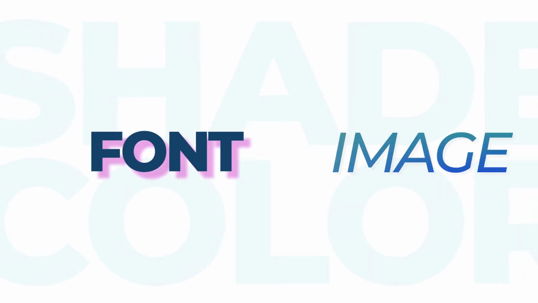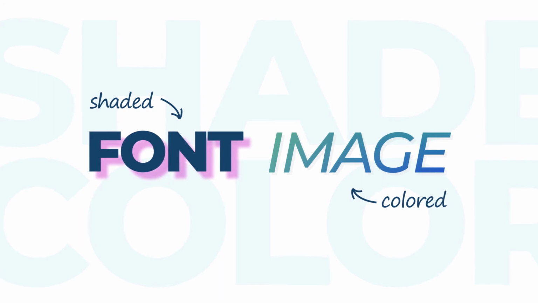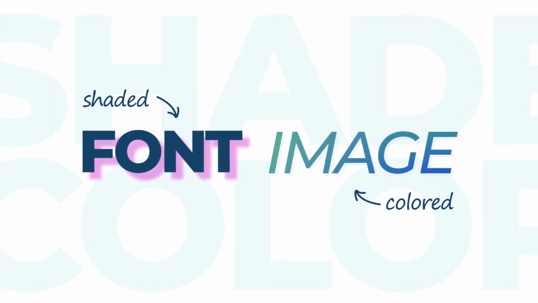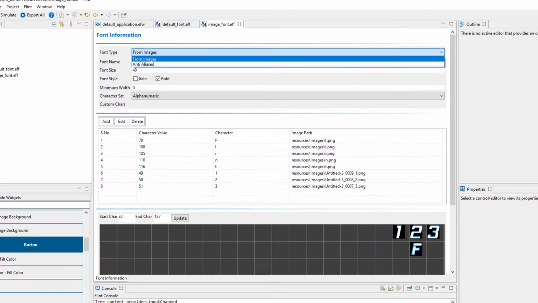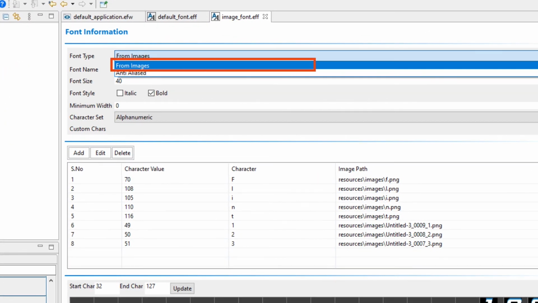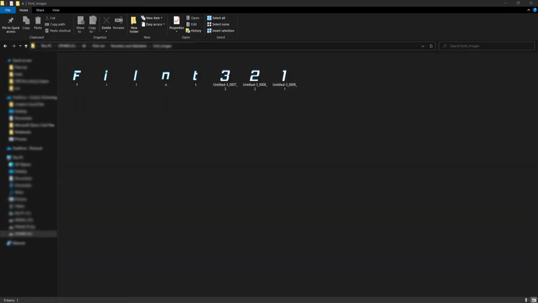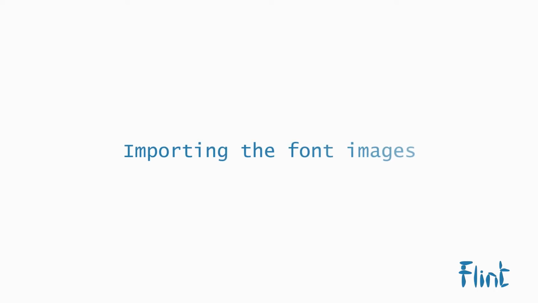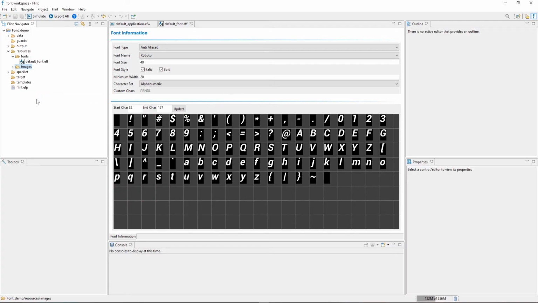Sometimes, application may demand using shaded or colored fonts that are created with image processing tools. Flint supports using these image-based fonts by selecting font type as from images. Here we have designed the font images in Photoshop and exported them in PNG format. To import the font images, we need to simply copy and paste the images into Images folder under the Resources folder.